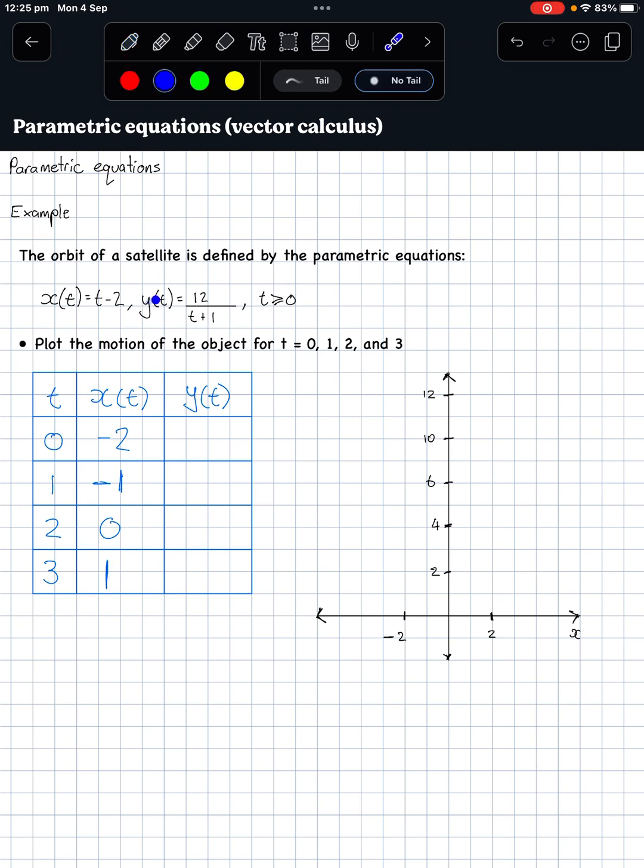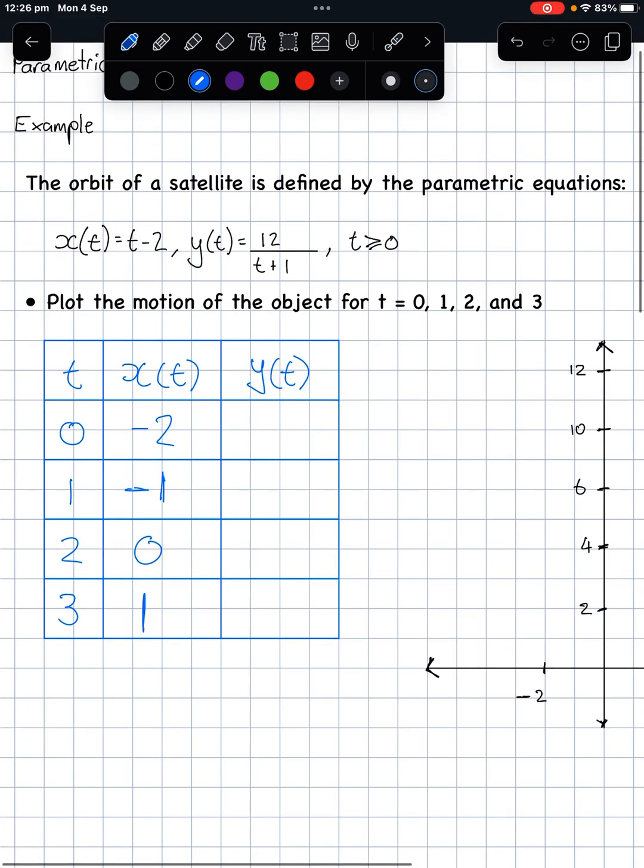We're now looking at the y value, which is a little bit more complicated. I'm going to zoom in a touch just to write a bit smaller. This one is 12 over 0 plus 1 equals 12. Our next one is t equals 1, so 1 plus 1 means 12 over 2, which is 6. This next one is 12 over 2 plus 1, which is 12 over 3, which gives us 4. And the next one is 12 over 3 plus 1, which is 12 over 4, giving us 3. So now we've got these coordinates.